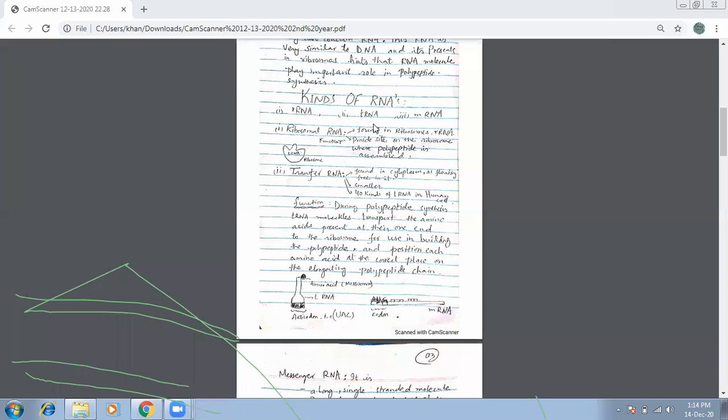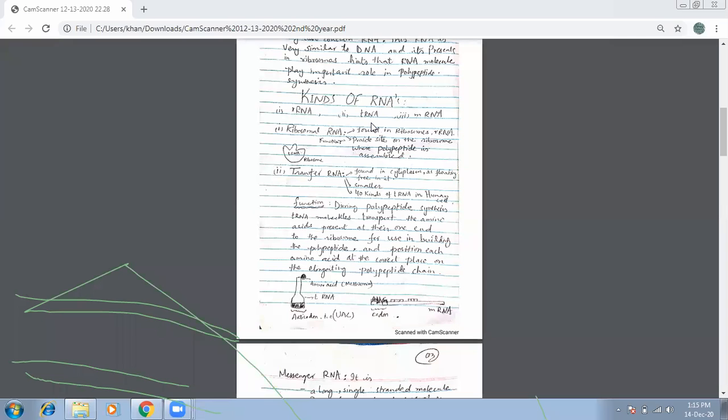So, come to the second type of RNA, that is the transfer RNA. Transfer RNA is also found in the cytoplasm. It is free floating in the cytoplasm, and it is smaller as compared to the ribosomal RNA and messenger RNA. These transfer RNAs are of various kinds, and in a human cell you can find 40 kinds of transfer RNA. Each transfer RNA is specific for a specific kind of amino acid.